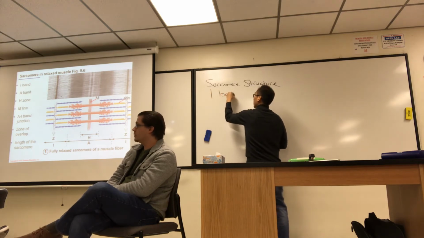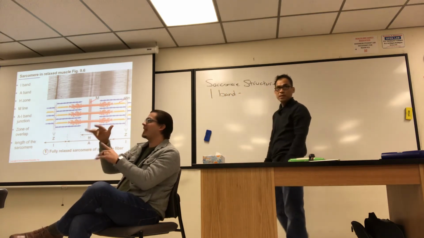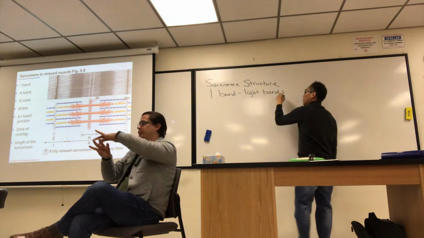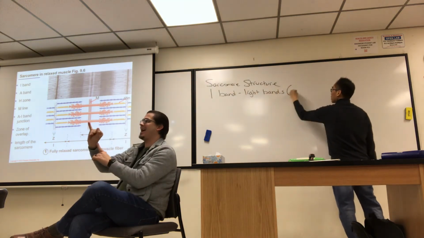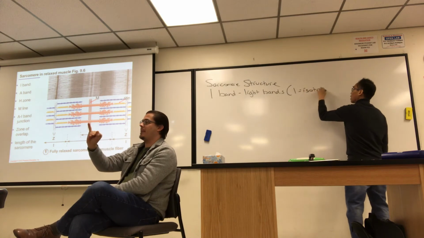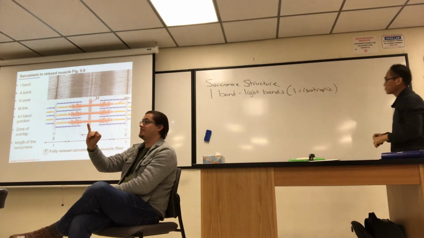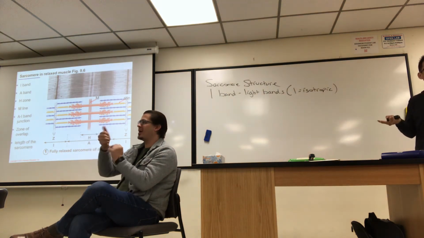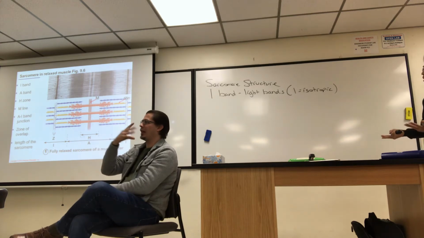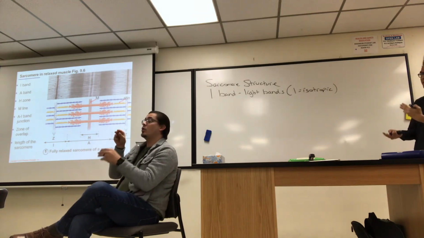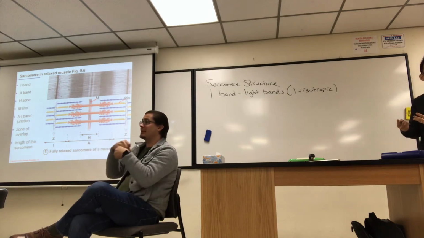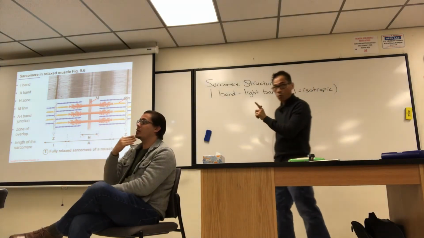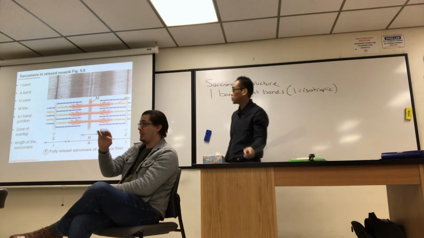The I bands are the light bands in the striped appearance. The I stands for isotropic. You're getting into how the protein affects polarized light. You don't have to understand it because I don't. All you have to understand is the way it affects light is it makes it appear light. So the light bands are the I bands. You should know that. Also know what's contained within the light bands. The illustration helps us with that.